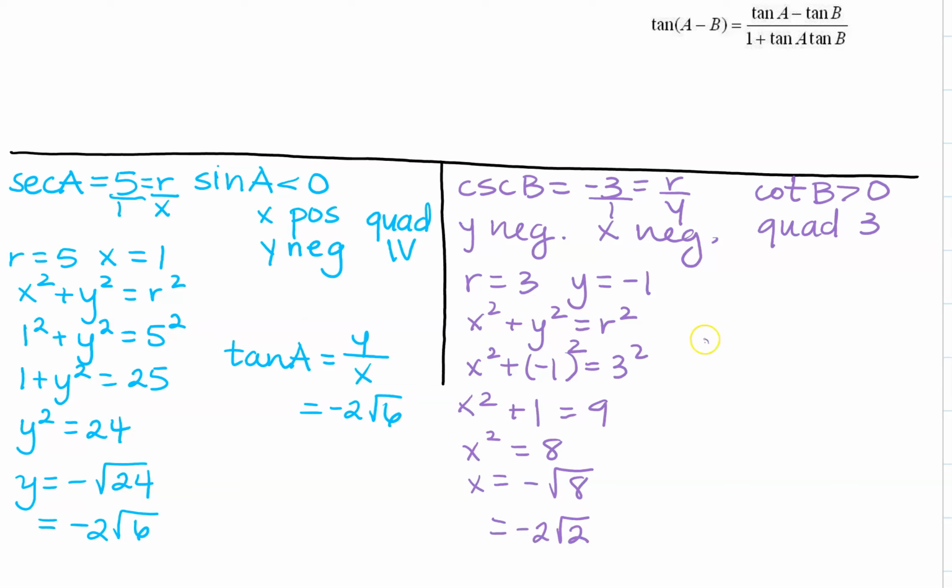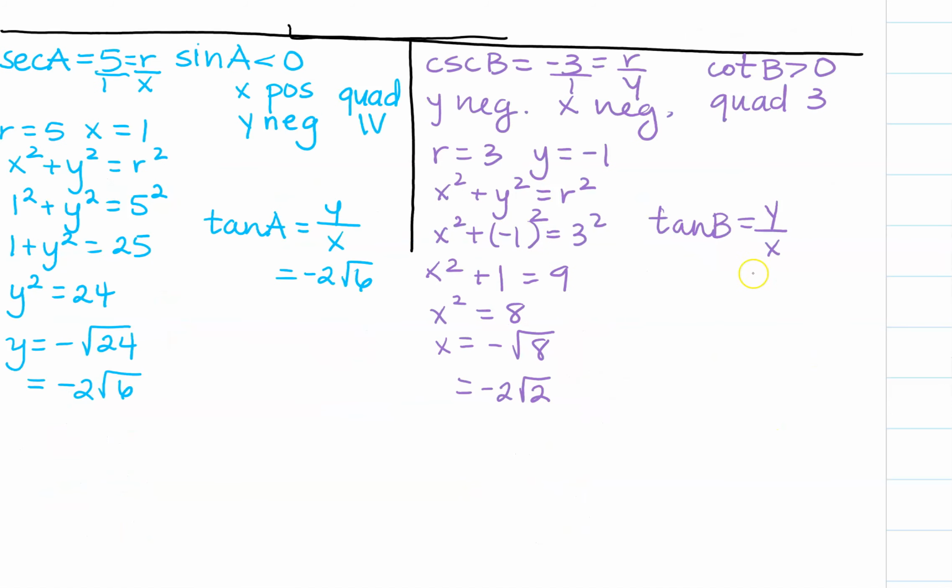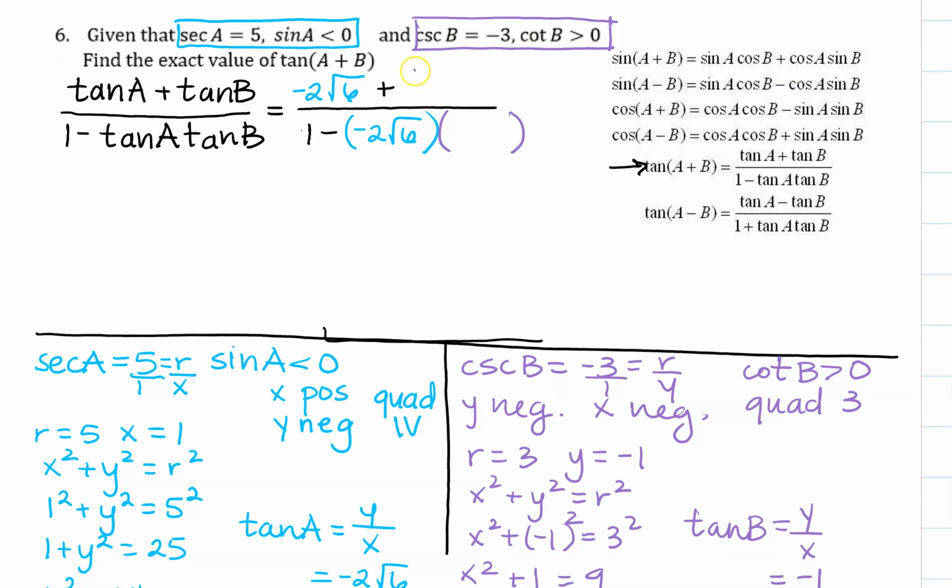We need tangent of capital B for our formula, and tangent is equal to y divided by x. Y is a negative 1, and x is negative 2 root 2. The two negatives will cancel out and just leave us with a positive 1 over 2 root 2, which I will then rationalize by multiplying by root 2 over root 2 to get a positive root 2 divided by 4. So now that we know that tangent B is equal to positive root 2 over 4, we can plug that into our formula for tangent of B, and then we will simplify this expression.